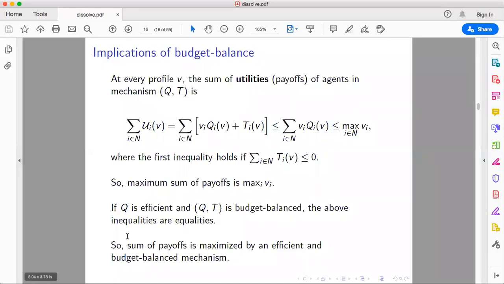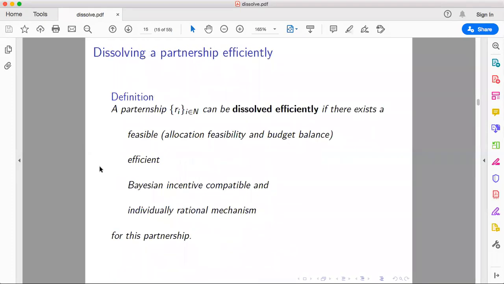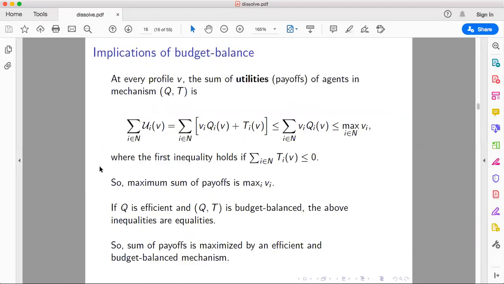So if q is efficient and t is budget balanced, all these inequalities become equalities. Okay. So in some sense, by choosing q to be efficient and t to be budget balanced, we maximize the sum of payoffs that we can give to the agents. And that's the reason any mechanism which tries to maximize the payoffs that it wants to give to the agents must have efficiency and budget balance. Okay.